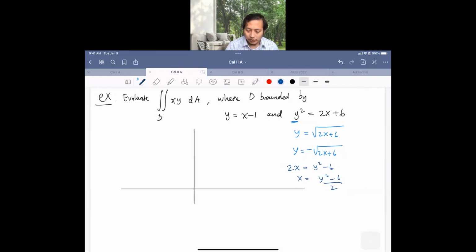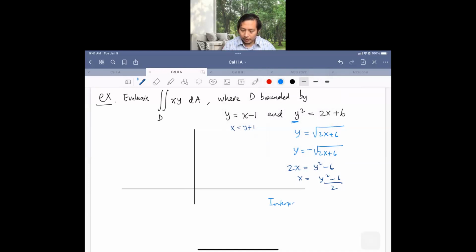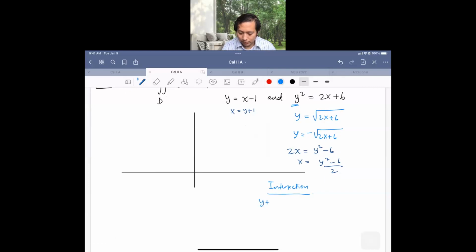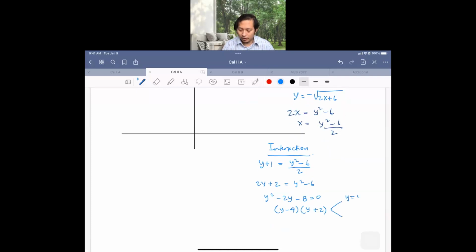And then this y equals x minus 1, we can take this as x equals y plus 1. And we can take the points of intersection. So we can write the intersection of the line and parabola as y plus 1 equals y squared minus 6 divided by 2. Let me write this: y squared minus 2y minus 8 equals 0. So we will have y minus 4 and y plus 2. So y is 4 and y is negative 2.